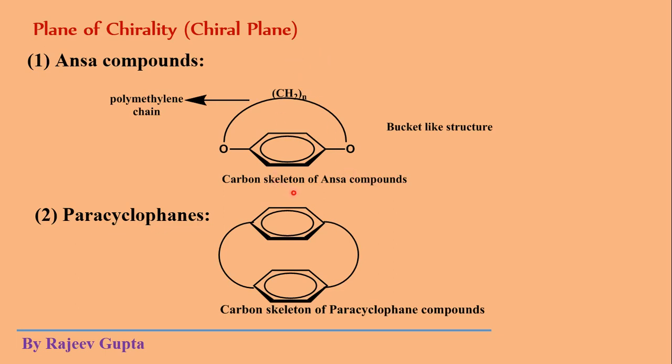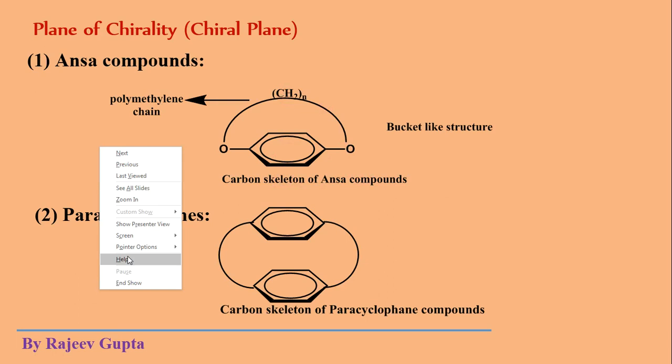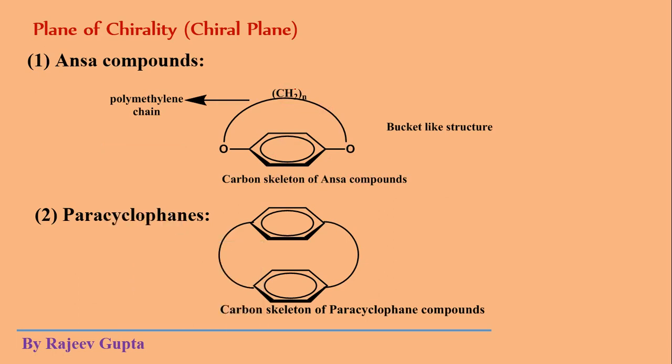So this carbon skeleton is for an ansa compound. See, this structure is optically inactive or achiral, because a plane of symmetry is present here. This half portion is just the mirror image of this half portion. So this is achiral. Actually this is the basic carbon skeleton of an ansa compound.